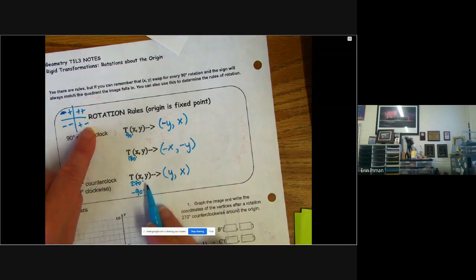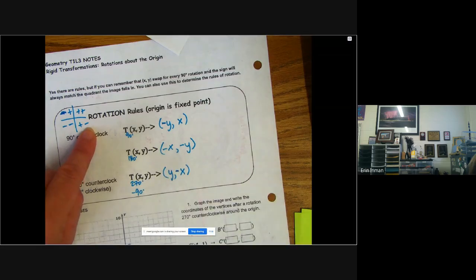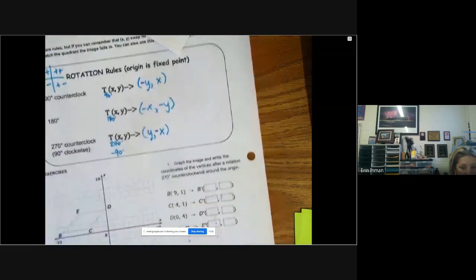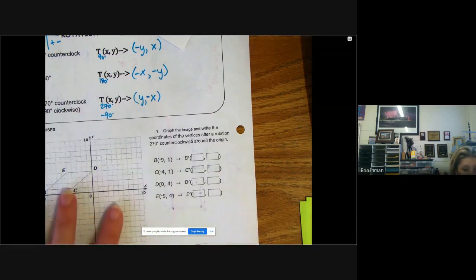And in quadrant 4, this one should be positive, and whatever the second one needs to be negative. Okay, so these are my rules. And let's go ahead and then look at some of these examples. So if we're looking at, we're going to graph this image, write the coordinates. I'm comfortable with whatever way you should be able to do these kind of both ways.